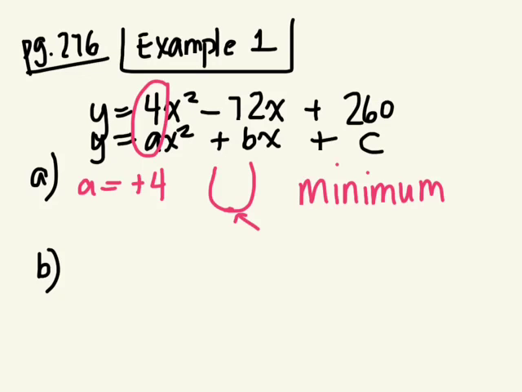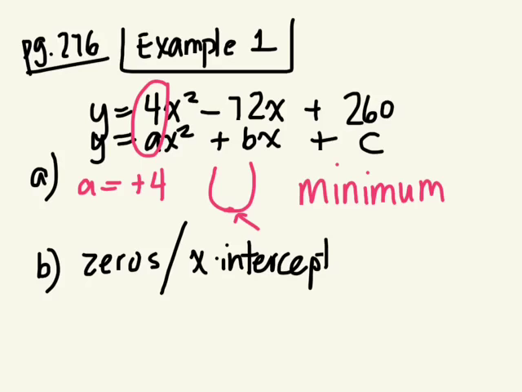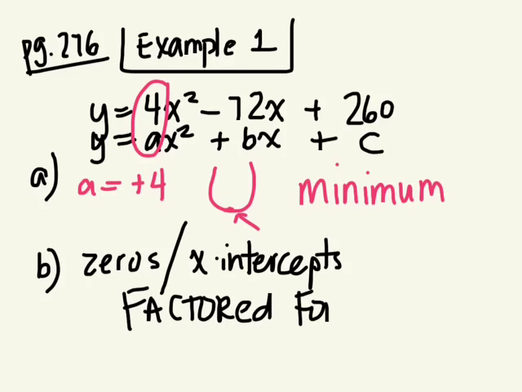Good. If you're asked to find the zeros of the relation, what's another word for zeros? We talked about this. What are they asking you? Good. We're trying to find the x-intercepts. To find the x-intercepts, what form should it be written in? Factored form. Okay? So we're going to factor this equation. If it's written in factored form, you can easily read the x-intercepts.